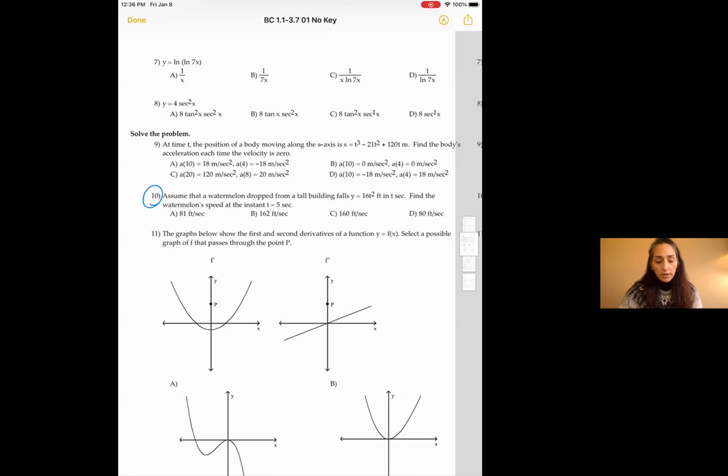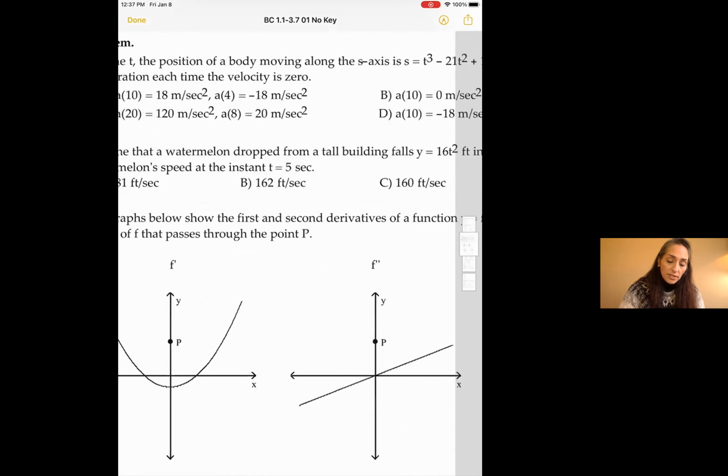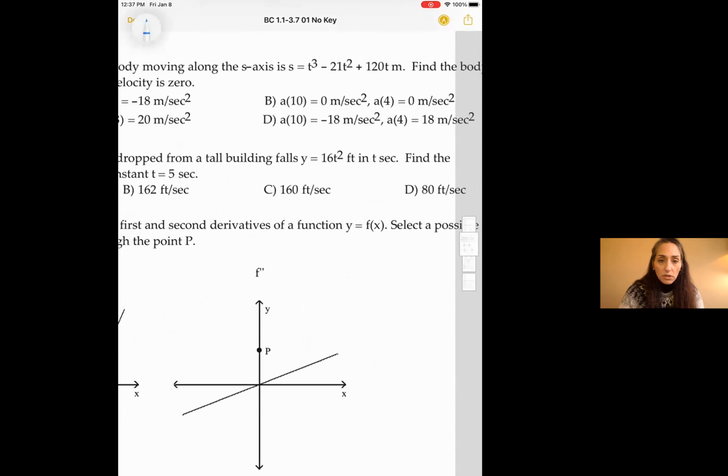Okay, so for number 10, it says assume that a watermelon dropped from a tall building falls y equals 16t squared feet in t seconds. Find the watermelon's speed at the instant t equals 5 seconds. So for this problem, y equals 16t squared, that right there is a position function. That's how far it's going to drop in the amount of time.